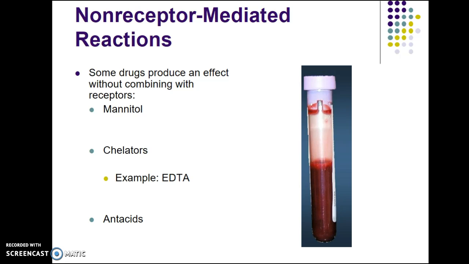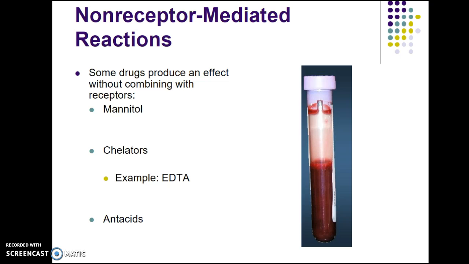A second type of non-receptor action is a chelator. We use chelators in these purple top tubes when we collect blood if we don't want it to coagulate. We have a chemical called EDTA that combines with the calcium and does not allow the blood to clot. It's a simple chemical reaction. It's just a binding reaction. We can use some drugs to eliminate things like lead in the body. If we've had an exposure to lead, we introduce a chelator that binds with that lead and excretes it from the body.